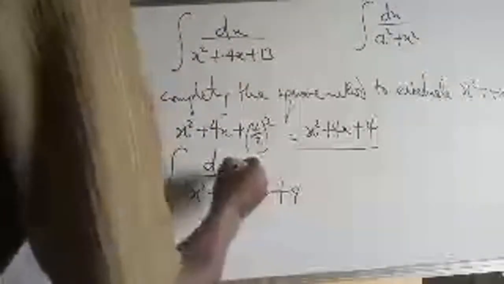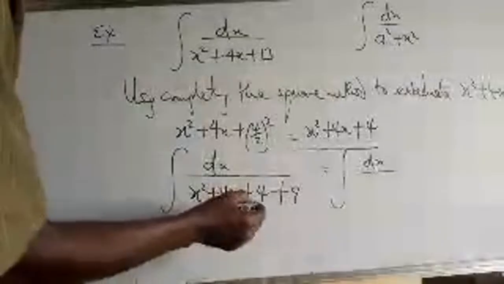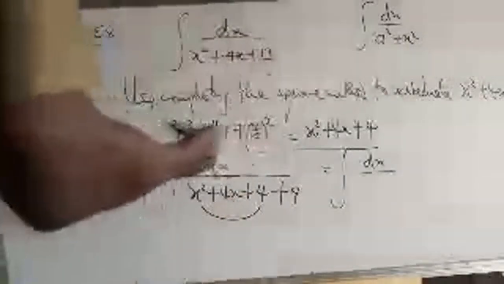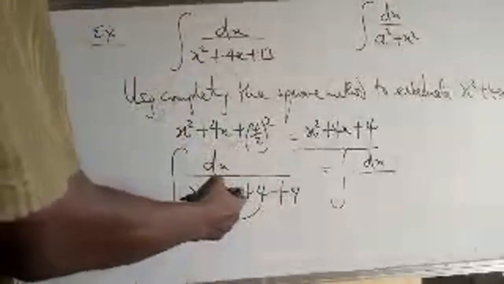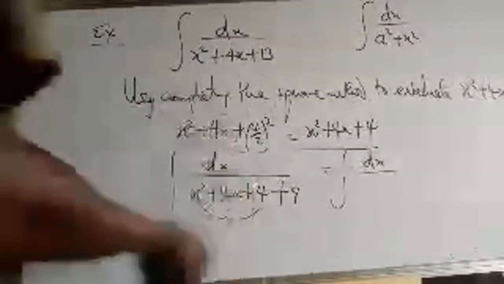Then plus, what are we going to add to this 4 so that everything will now be like this? 9. Yes. So which means the integral of dx all over... Now, this is now a complete square. Yes, because that's the essence of doing that, to get a complete square. And x squared plus 4x plus 4, if you factorize it, will give you a complete square. So don't stress yourself.